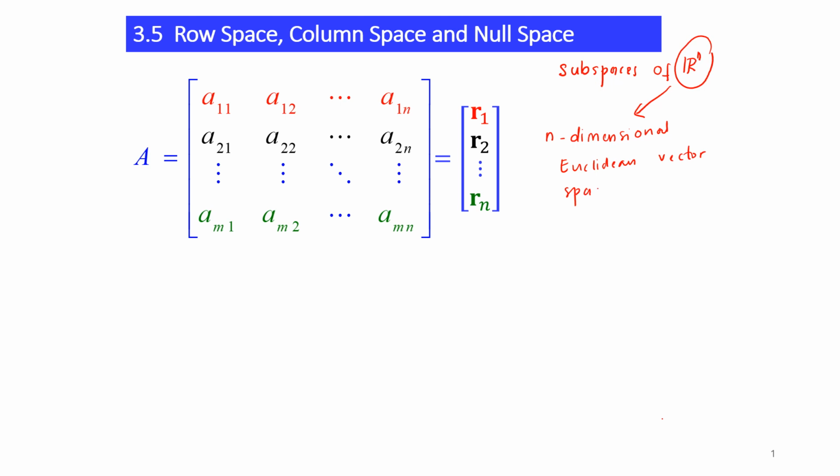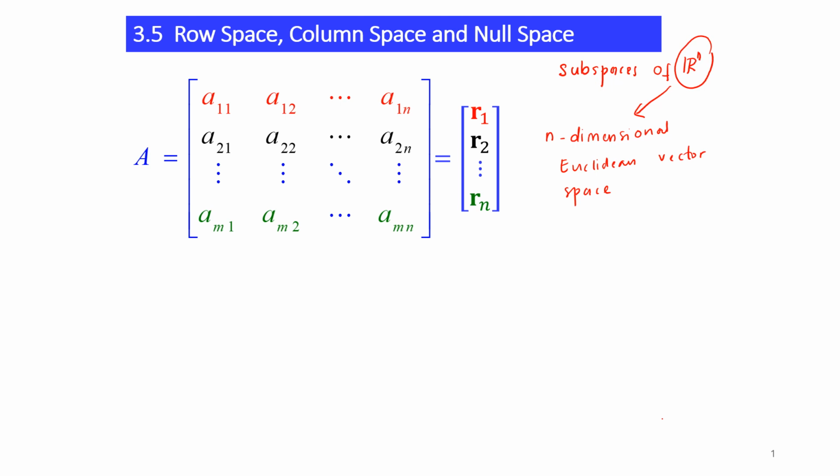And recall as well that the n-dimensional Euclidean vector space is whenever we equip the space Rn with addition and scalar multiplication. Okay, so to get subspaces of Rn, we firstly have to compute some vectors from A. The vectors are row vectors and column vectors. First of all, we are going to see in this slide how to compute row vectors.